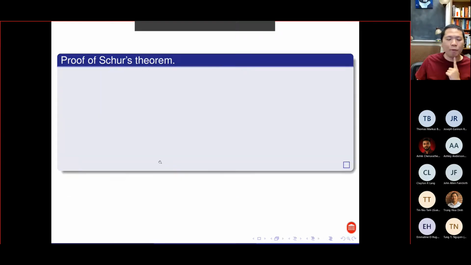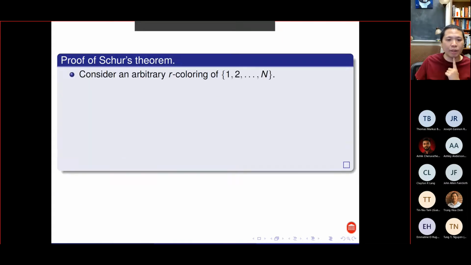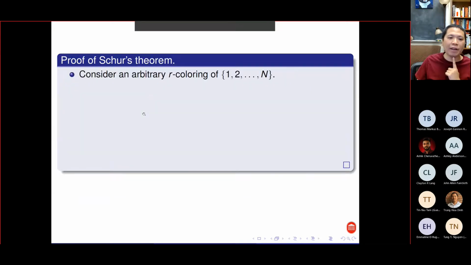Okay, so let's now prove Schur's theorem quickly using Ramsey's theorem. I want to show that if I have an r-coloring of the integers, then I can find three numbers, x, y, and z, such that x plus y is equal to z. And I don't need infinitely many integers. I can work only with integers from 1 to n, where n is a large number.